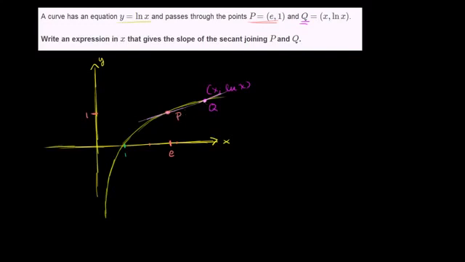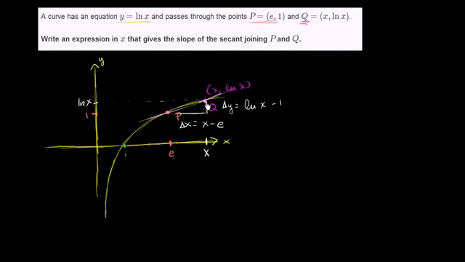So let's be clear here. This is when x is equal to, well, it's just an arbitrary x, and this right over here is the point ln x. So what is our change in x? Our change in x is just going to be x minus e. And what is our change in y? Our change in y is going to be the natural log of x minus 1. That's this distance right over here.